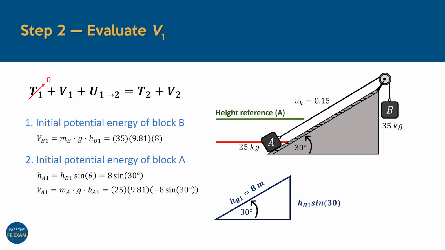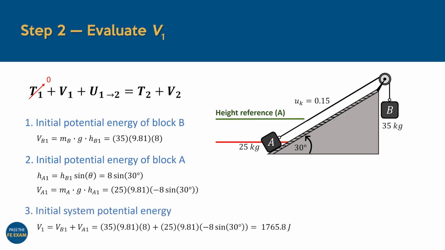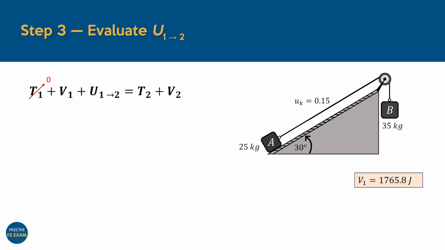We now know what the vertical distance traveled by block A is between states 1 and 2. But remember, block A starts below its reference point. So its initial height relative to the reference point is negative, which means its initial potential energy is also negative. We now find the potential energy of block A as 25 × 9.81 × (−8 sin 30). And finally, now that we have the initial potential energy of both blocks, block B is positive and block A is negative, we can add them together to obtain a formula for the total initial potential energy of the system. By substituting the respective values, we find that the system has an initial potential energy of 1,765.8 joules.